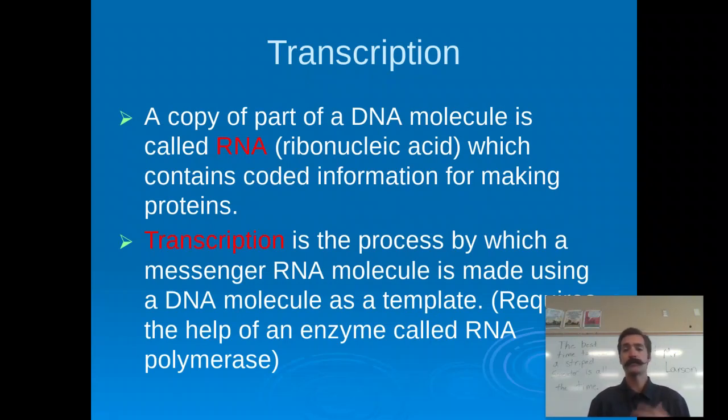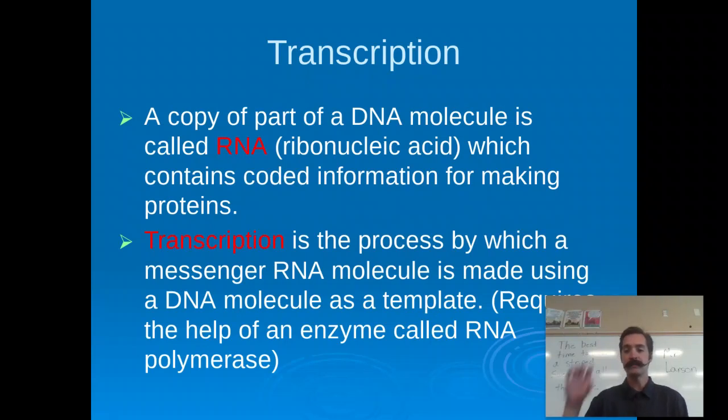So now what happens with the DNA is that it is copied to create what is called RNA. RNA is ribonucleic acid, just like DNA is a nucleic acid, so is RNA, which contains the coded information for making proteins. So DNA overall creates proteins. And these proteins are used for very different things throughout our body, but DNA is the template that creates these proteins. So transcription is the process where messenger RNA, a specific type of RNA, is created from a DNA molecule. And this is all done through an enzyme called RNA polymerase.